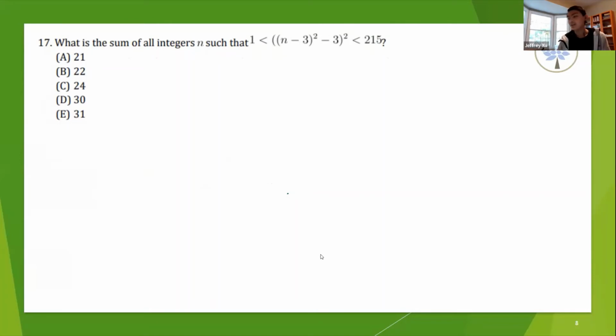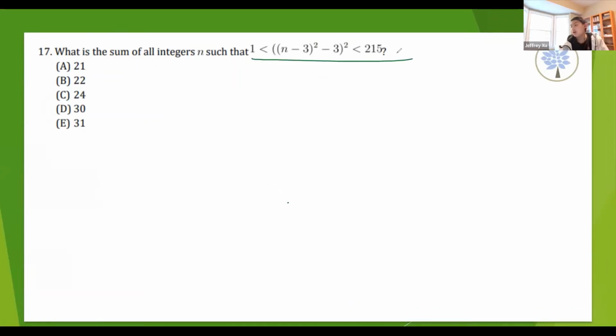And number 17, I thought, was easier than the last two problems. It asks for the sum of integers n such that we have this condition. The first thing we can do is get rid of this squared part. If we realize that n is an integer, then this value has to also be an integer. So we just have either 2 is less than or equal to (n minus 3) squared minus 3 is less than or equal to 14.